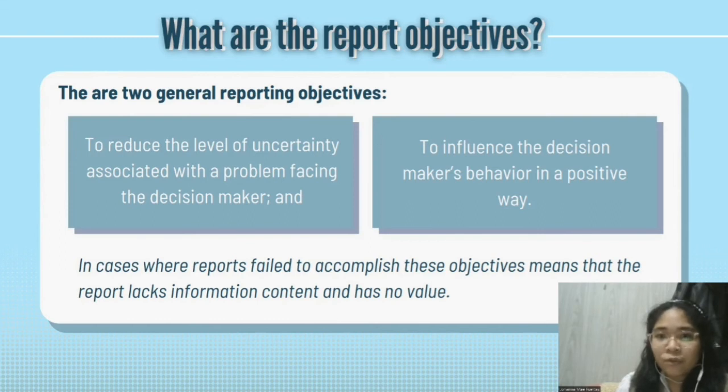So there are two general reporting objectives. The first one is to reduce the level of uncertainty associated with the problem facing the decision maker. And the second one is to influence the decision maker's behavior in a positive way. Let us also take note that when a report fails to accomplish the mentioned objectives, this also means that the report lacks information content and does not have any value.